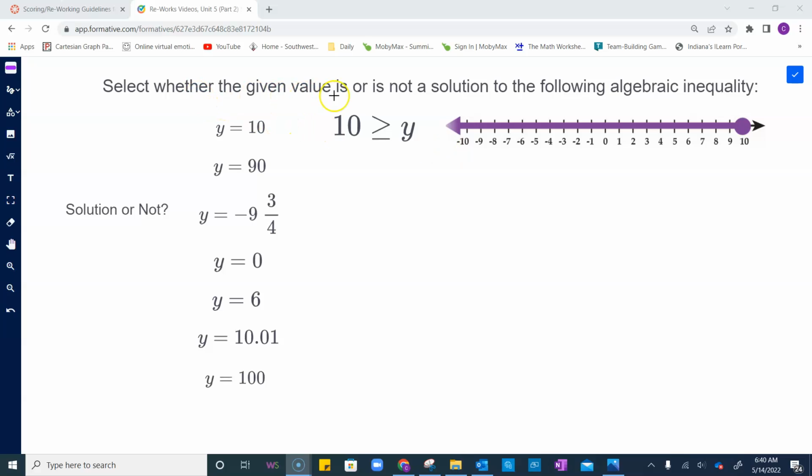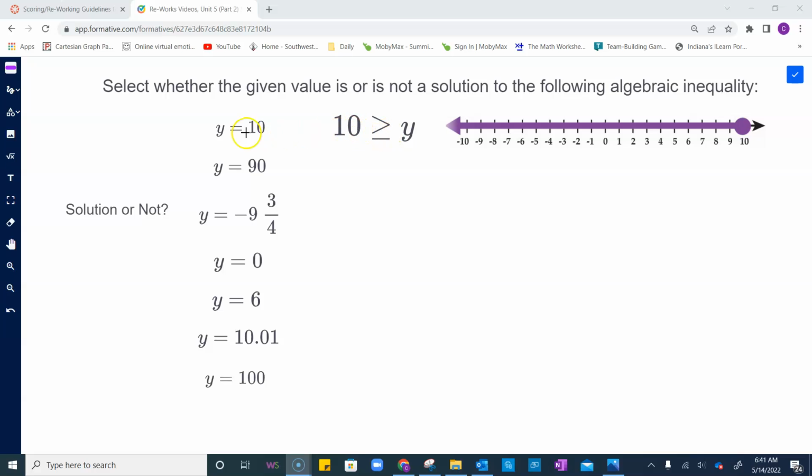So in this problem, we need to select whether the given value is or is not a solution to this algebraic inequality. When we look at this inequality, 10 is greater than or equal to y, we get the inequality, and then we have a visual picture of the inequality. So we're going to use both pieces so you can see how you can check yourself in two ways to make sure you're selecting the correct solutions. Some are going to be easier to see than others. But it's good just to run through two ways you can do this.